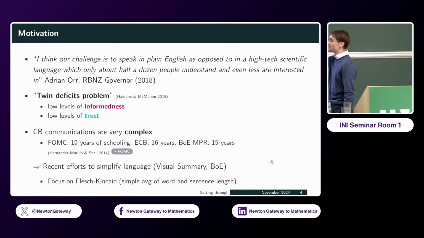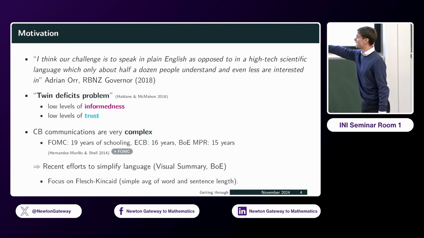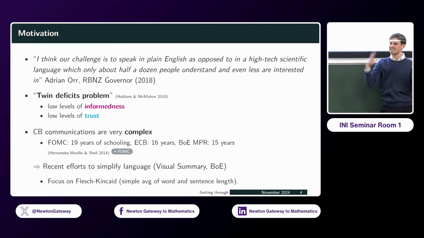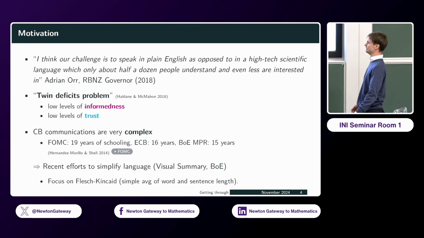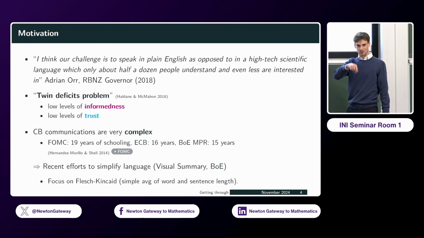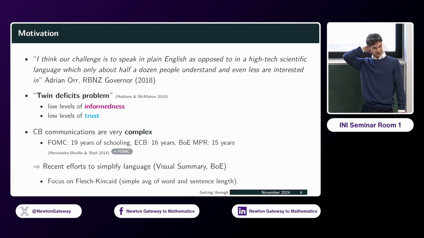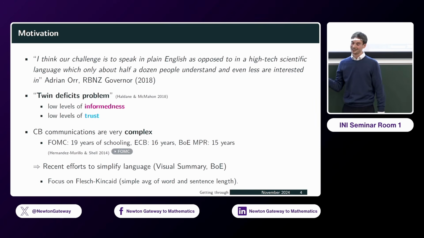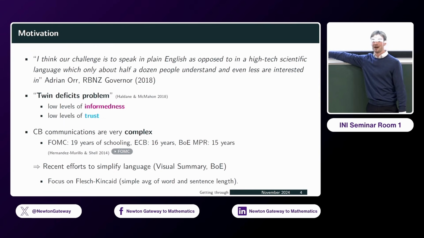Now, in recent years, there have been efforts to address this and try to simplify language. For instance, the Bank of England now publishes this new report, which is meant to be simpler and more engaging for the general public. But the big problem is, and this is what I'm going to spend the next 15 minutes talking about, that we don't, at least in economics, but I think also more generally, we don't have a great way of measuring complexity.